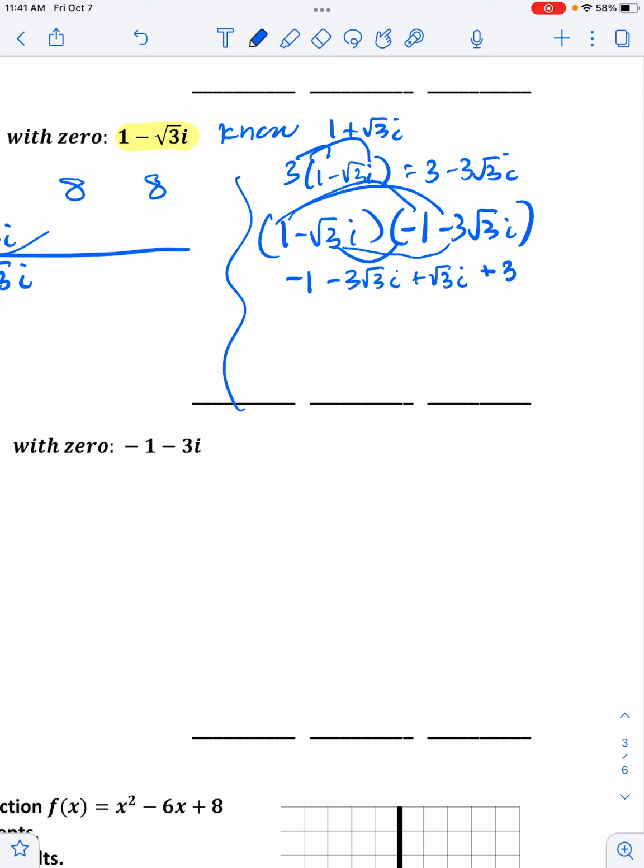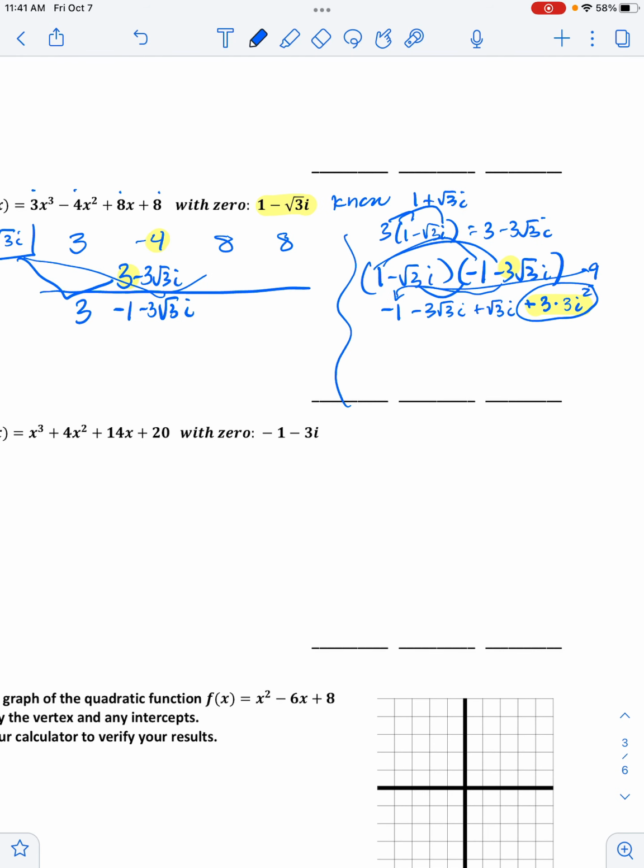I have the 3 from here, but then the 2 root 3's turn into another 3, and then i times i is i squared. So this entire bunch of things turns into 9i squared, which becomes a negative 9 that can now go together with this negative 1. So in the end, putting like terms together, that piece becomes negative 10, because of the negative 9 and the negative 1. And then these two in the middle combine to become a minus 2 root 3i. So again, these two real parts go together. 8 minus 10 gives me a negative 2. And then I have my minus 2 root 3i.